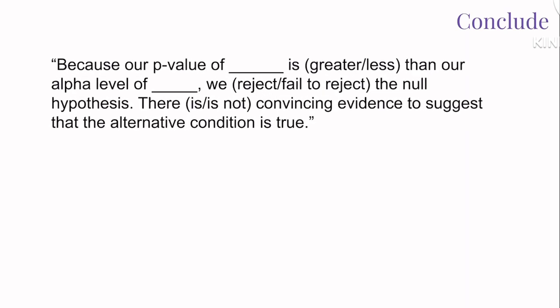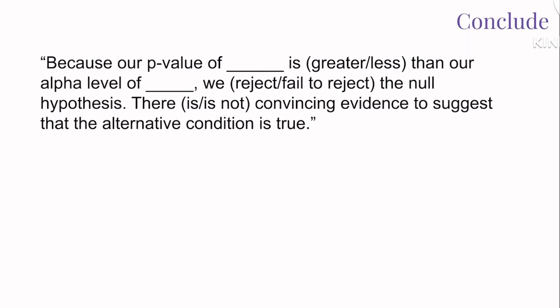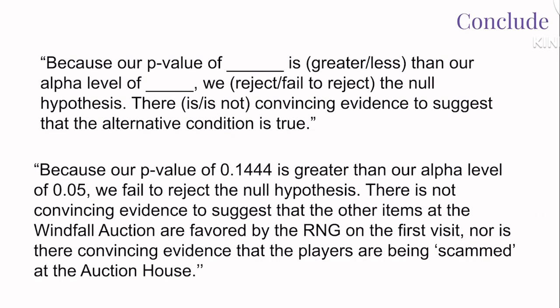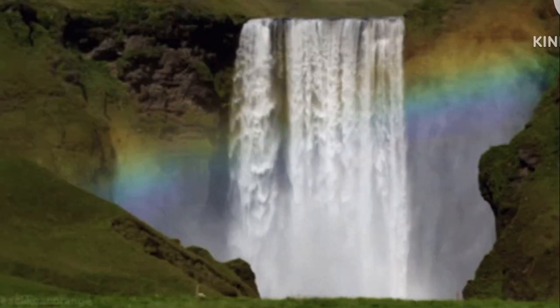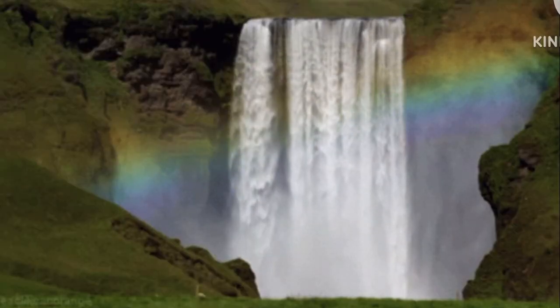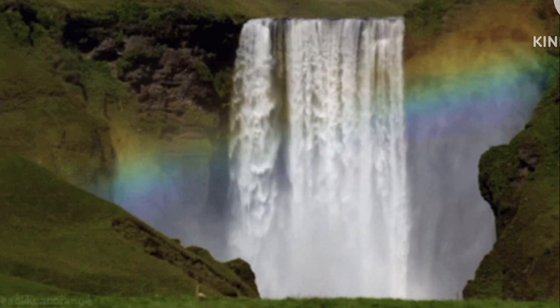Using this template, let's wrap up all of our math into something more coherent. Adding in all of the numbers and the correct conclusions we've drawn from them, it should look something like this. And don't forget to add the appropriate context. And at last, we have our answer. The RNG for the minigame is actually relatively fair.